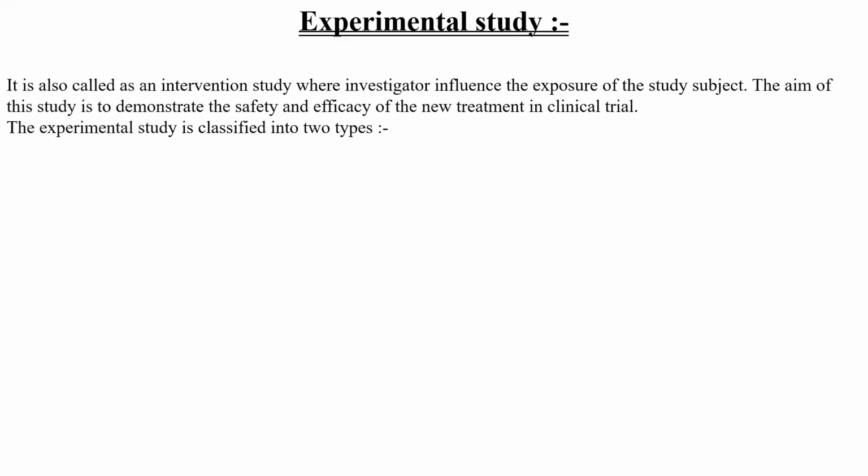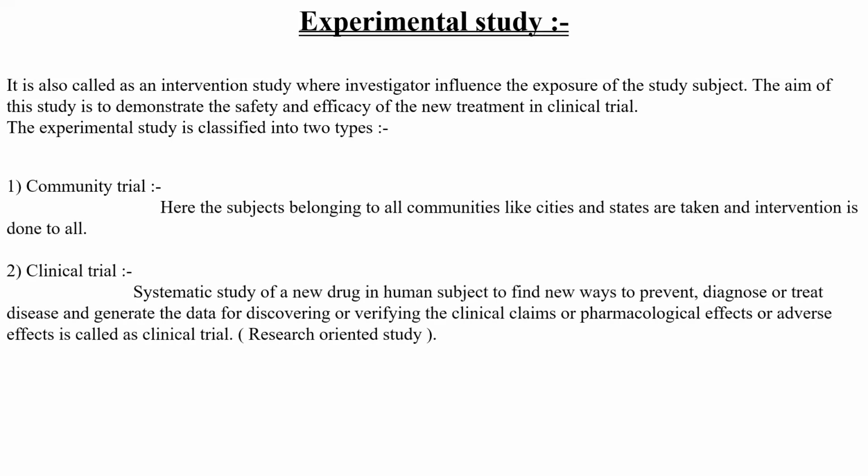Next is experimental study. All experimental work is carried out and all the influencing investigators are exposed to this subject. The main motto of this is to demonstrate the safety and efficacy of the new drug. It is also classified into two trials, that is community trial and clinical trial. Community trial involves complete community interventions and it is done on all. Clinical trial, as we have seen in the definition at the start of the demonstration, is the same.